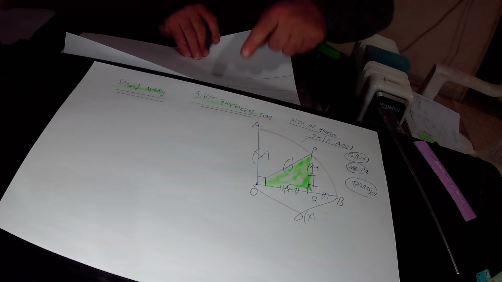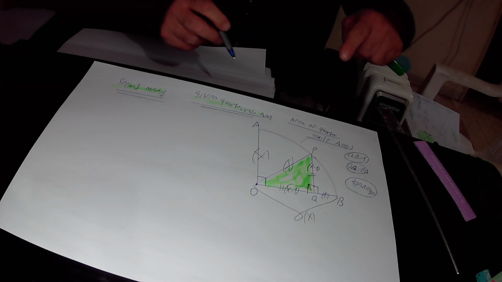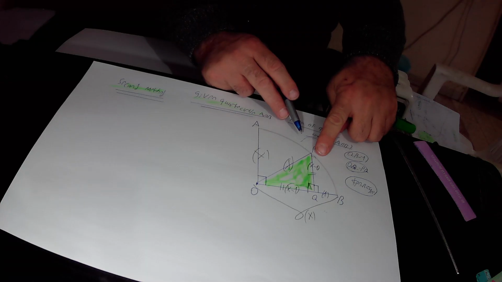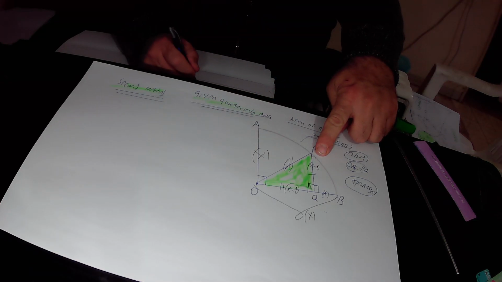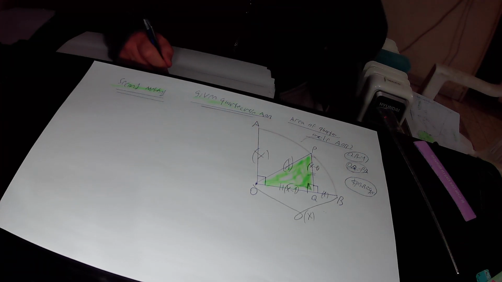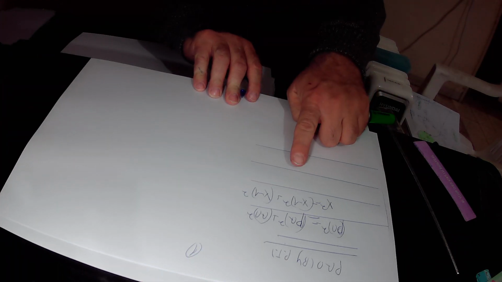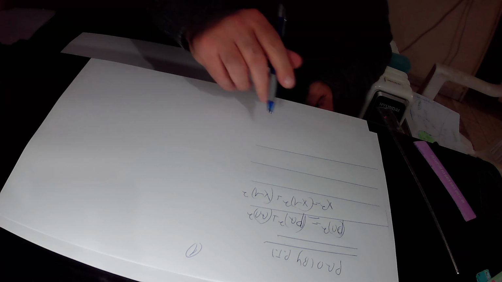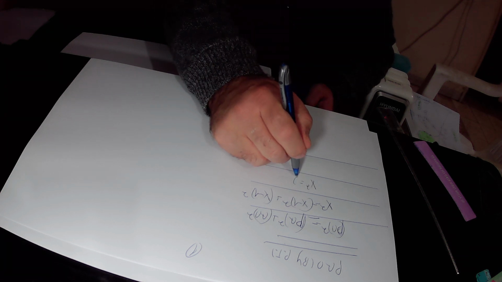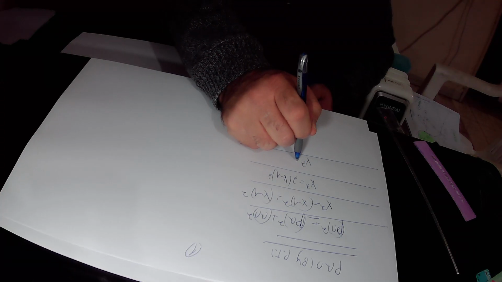PO equals x, therefore PO squared is x squared, and it equals PQ squared. PQ is x minus 1, therefore PQ squared is (x minus 1) squared, plus OQ squared. OQ is also x minus 1, therefore OQ squared is (x minus 1) squared. So in total, we found out that x squared equals (x minus 1) squared plus (x minus 1) squared. So x squared equals 2 times (x minus 1) squared.